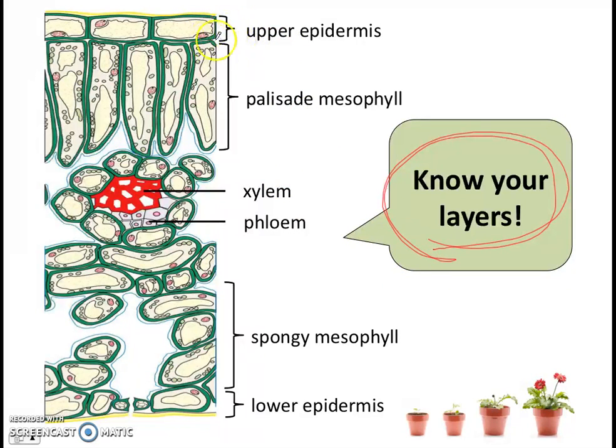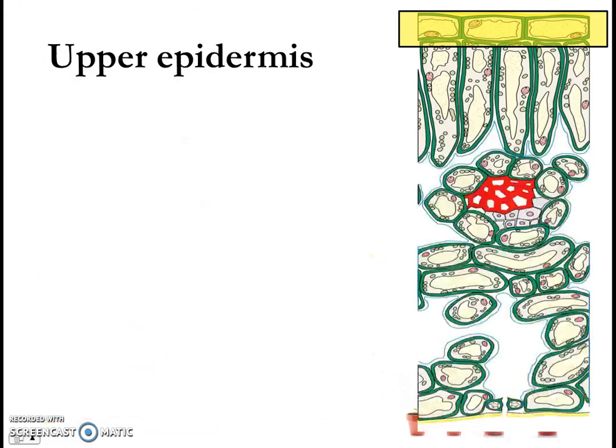Okay, this top layer here, near the top of the leaf, is the upper epidermis. Okay, then followed by the palisade mesophyll. In the middle, in the vascular bundle, we have the xylem and the phloem. And then followed by the spongy mesophyll. And finally, at the bottom, the lower epidermis. Now we'll be looking at each layer in detail and how they are adapted for photosynthesis.